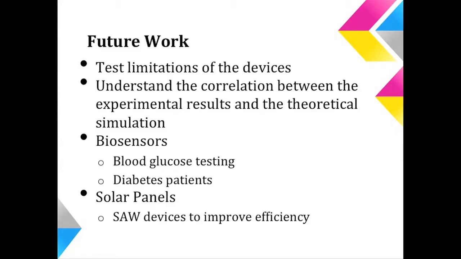Solar cells are another use for our SAW filters. As of right now, solar cells are not very efficient. They produce a lot of heat energy as a waste product. Our SAW filters can take that heat energy and convert it back into usable energy.